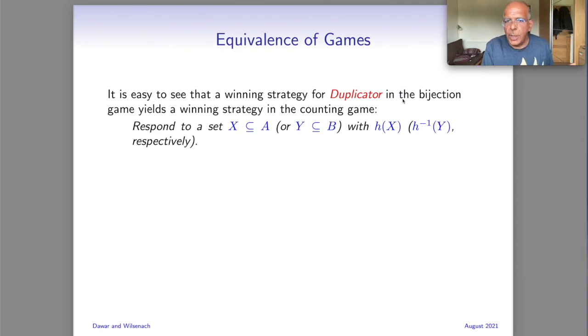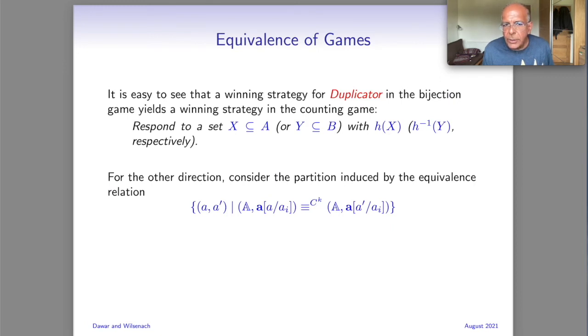That's easy to see because suppose duplicator has a winning strategy in the bijection game, and suppose spoiler chooses a set X. Then duplicator takes the bijection that it would have played in the move and looks at the image of X under this bijection, and that gives a set of the same size on the other side, which is duplicator's response in the counting game. Similarly, if spoiler chooses a set in B, then you take its inverse image under the bijection H, and that gives duplicator's response in the counting game. And it's easy to see that the conditions are satisfied.